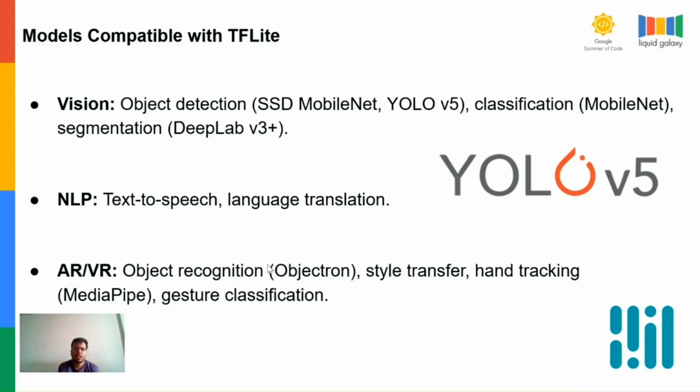Vision models include segmentation models, classification models, and object detection models. The most famous object detection models are YOLO V5 and MobileNet.